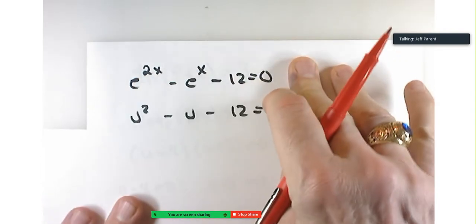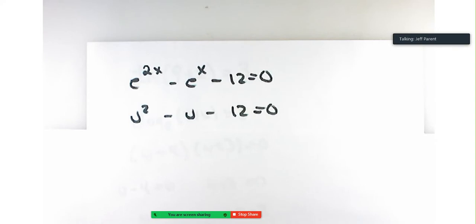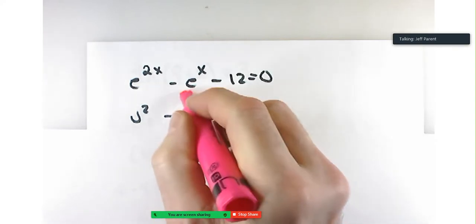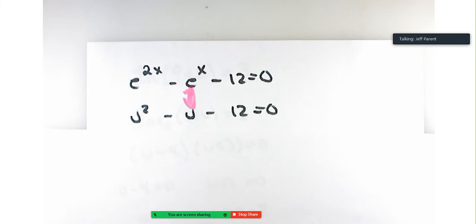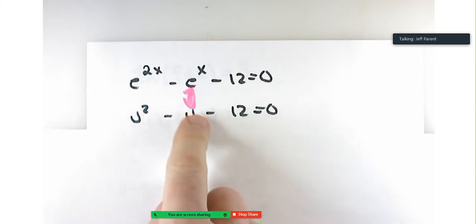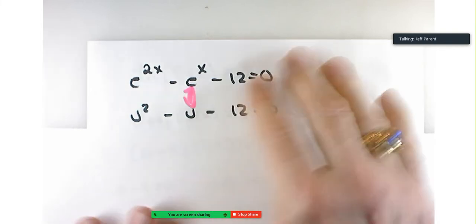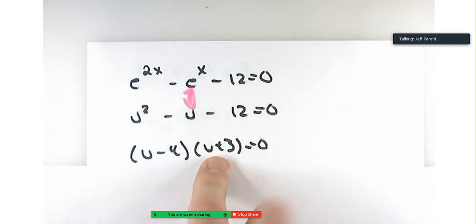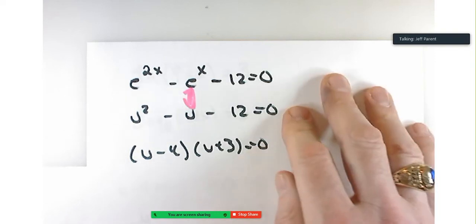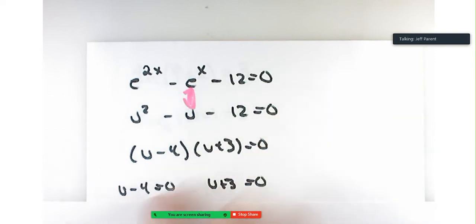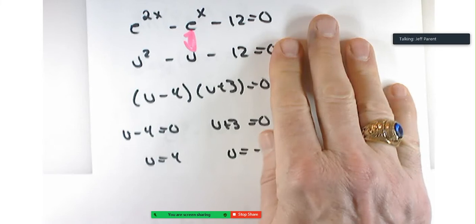And that allows me to make a quick substitution. I'm just going to let u equal that middle term. And then automatically u squared is that term. This is a lot friendlier to solve. We solved that in Math 1100 and 1150. You factor, you set each term equal to 0, and you solve.